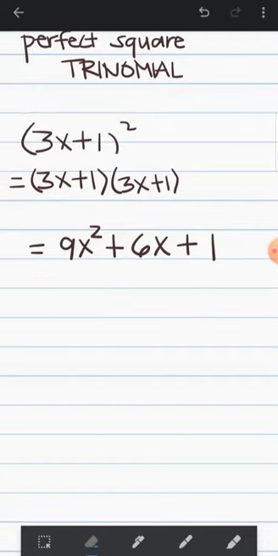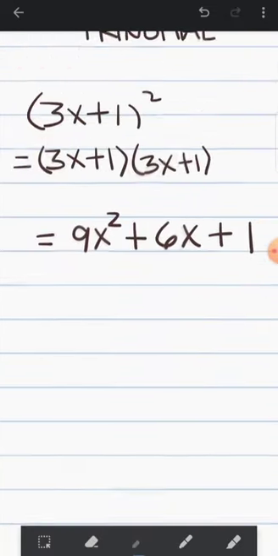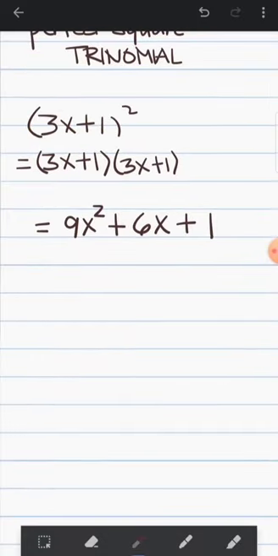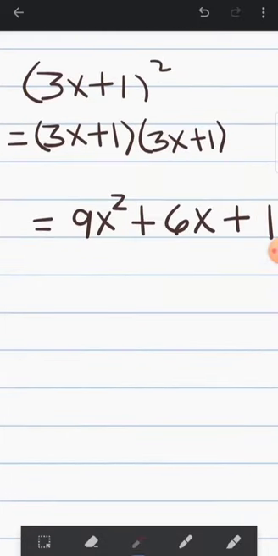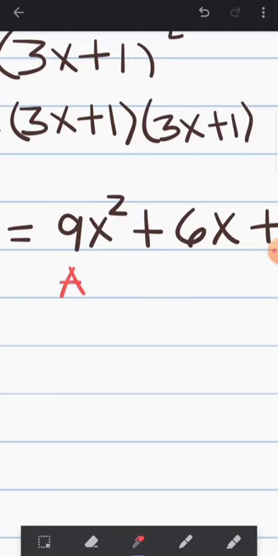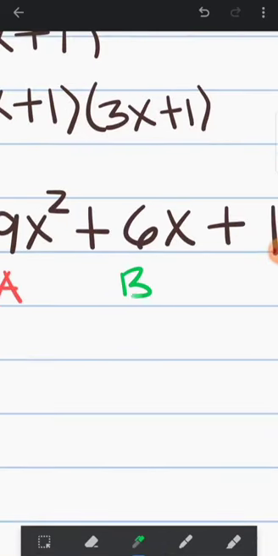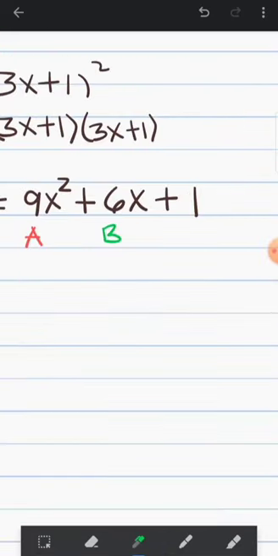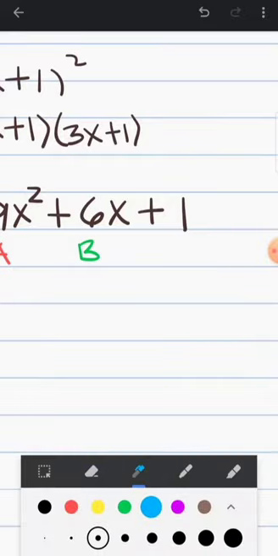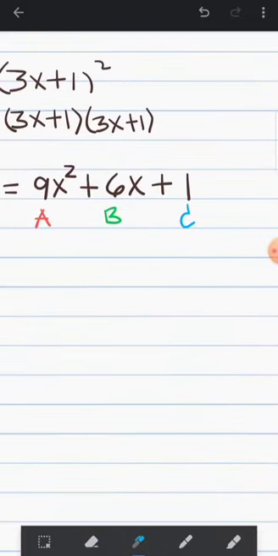Now, there are certain problems that they will ask you. Let this be a here, and this is b here. The coefficient of x squared is a. The coefficient of x is b. The constant is c. Something like that.